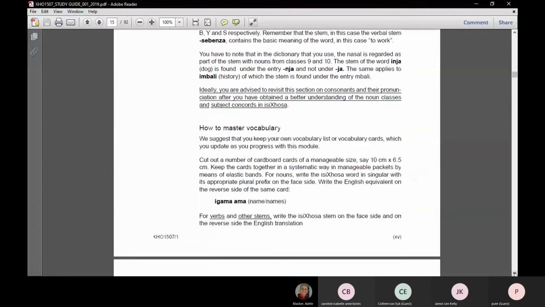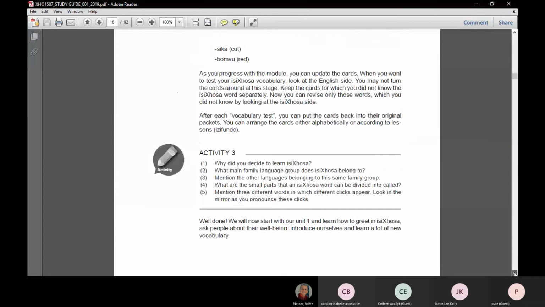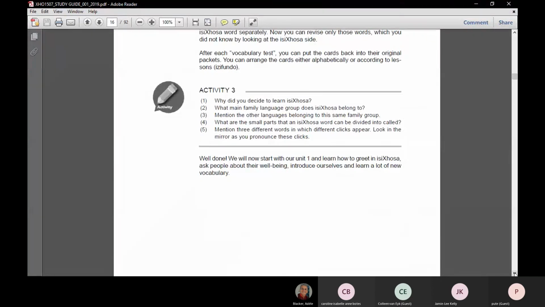Quickly going to another activity. Okay, do you see activity number 3? Yes, Mr. Pute. Why did you decide to learn isiXhosa? Let's skip that one. It's for you, you have your different answers.